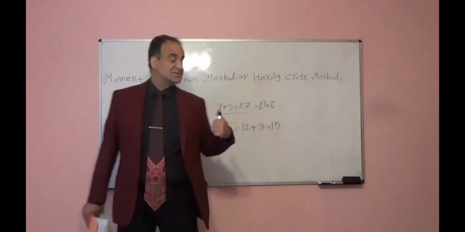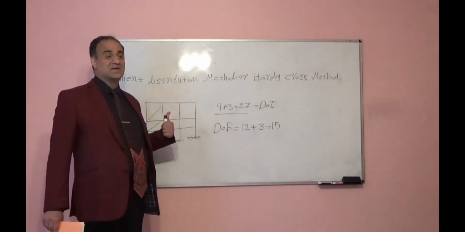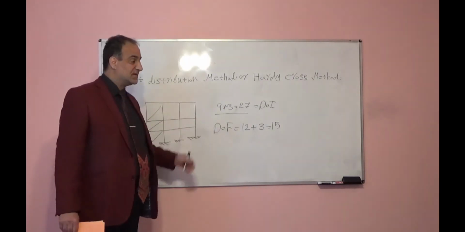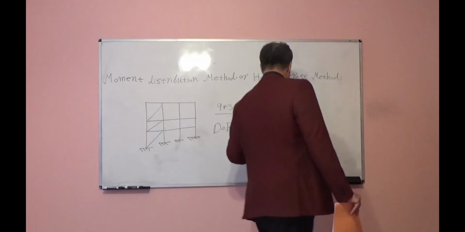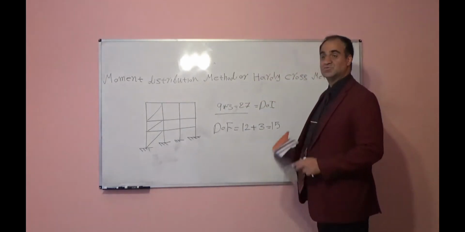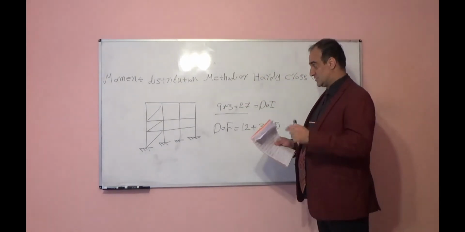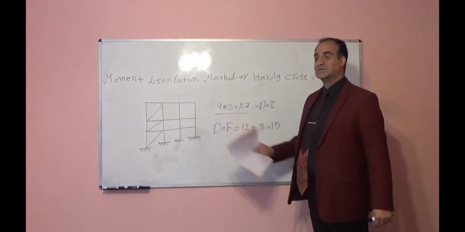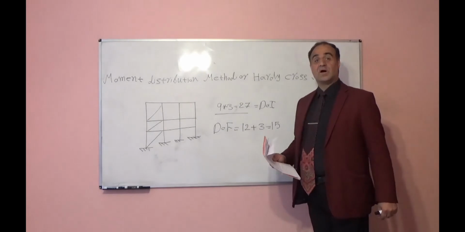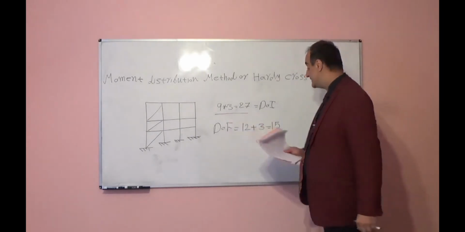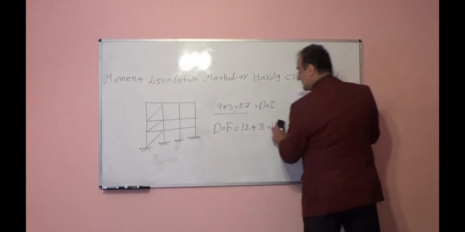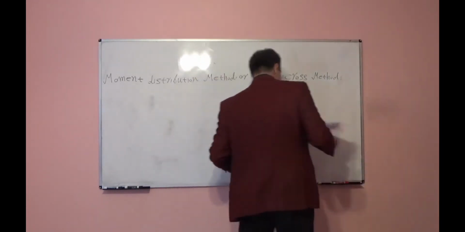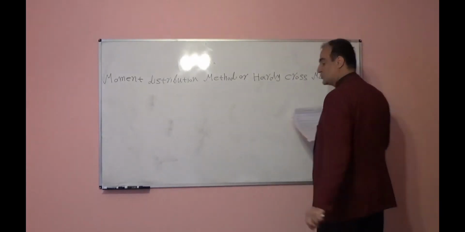So if you solve this frame using the slope deflection method, you will need 15 equations, 15 unknowns you will have. So in order to find 15 unknowns, you will need 15 slope deflection equations, and that is difficult to solve. So here, the moment distribution method or Hardy-Cross is much easier and faster. Let's see how we can solve indeterminate structures using the moment distribution method.